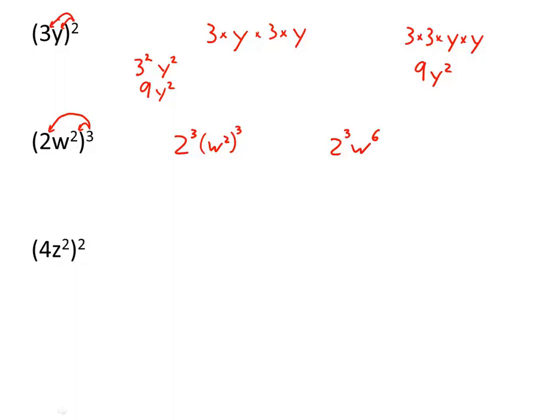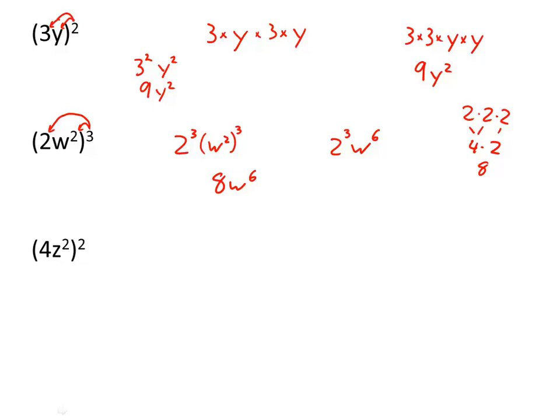Now, this is technically correct, but we just want to clean it up a little. We're going to go 2 to the power of 3, in other words 2 times 2 times 2. So it'll be 4 times 2, and 4 times 2 is 8. So technically this one will be 8w^6.